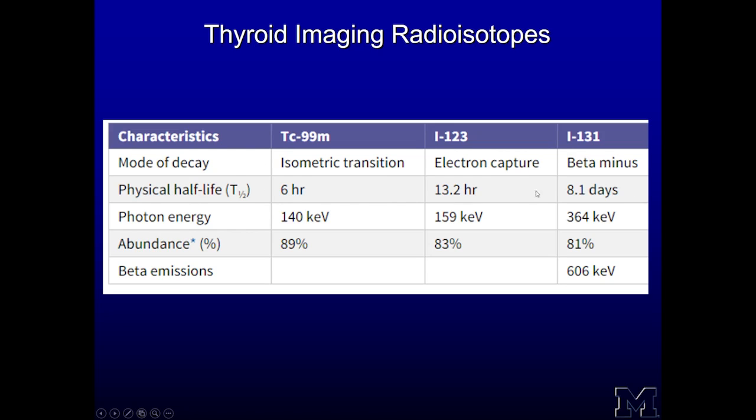The physical half-life of iodine-131 is 8.1 days. And for imaging iodine-131, we need a high energy collimator that is windowed at 364 keV. It's centered at a 364 keV window.